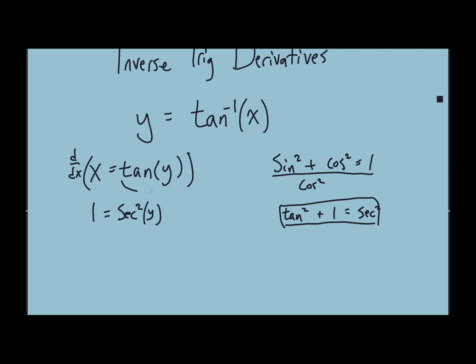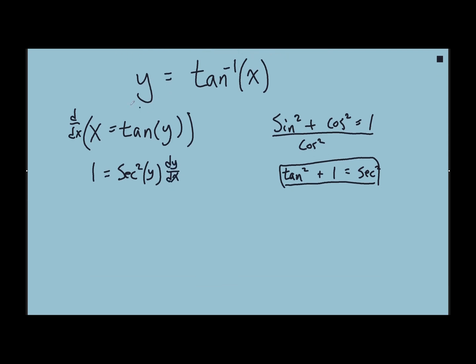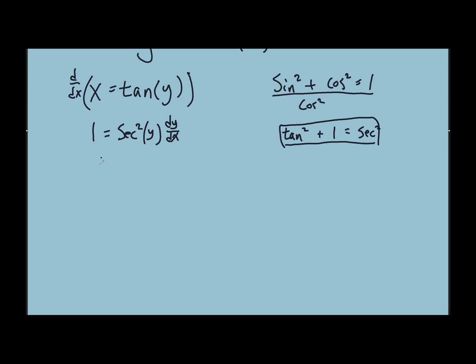But the chain rule says when you take the derivative of the outside function, you also have to multiply by the derivative of the inside function. So we get a dy dx here. And when I divide out, of course, you're going to find dy dx equals 1 over secant squared of y. So we're getting warmer, kind of. Maybe? At least we've isolated it.